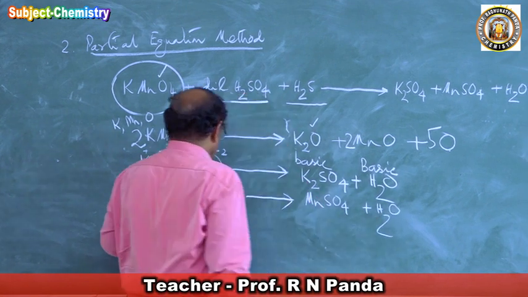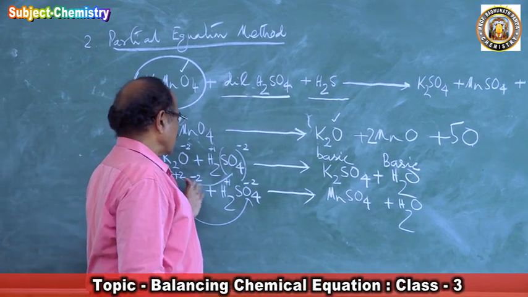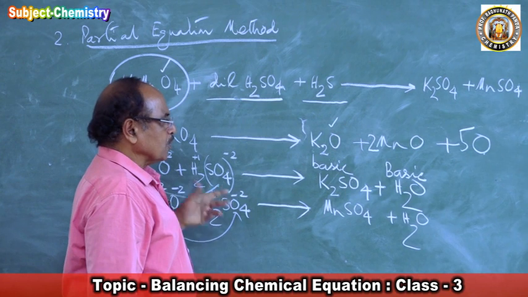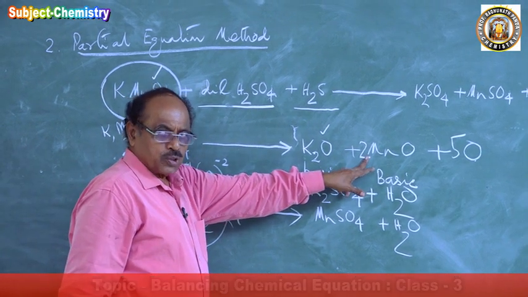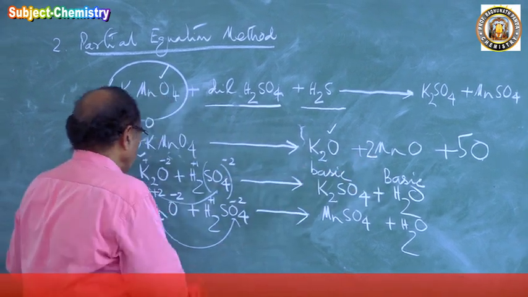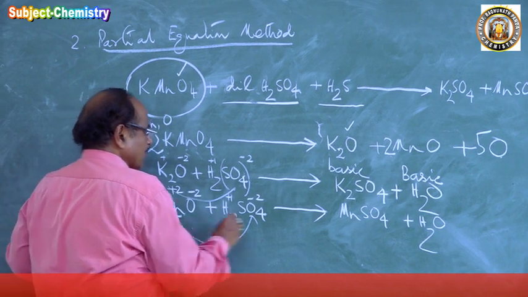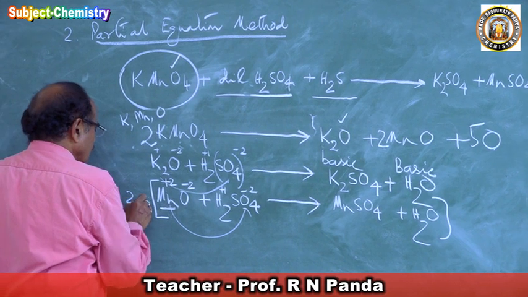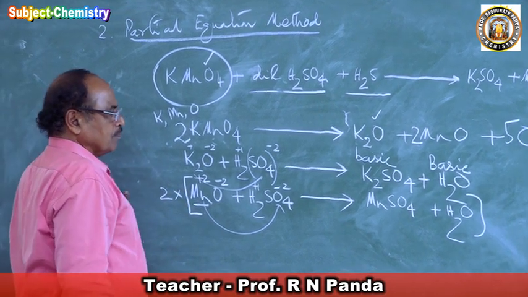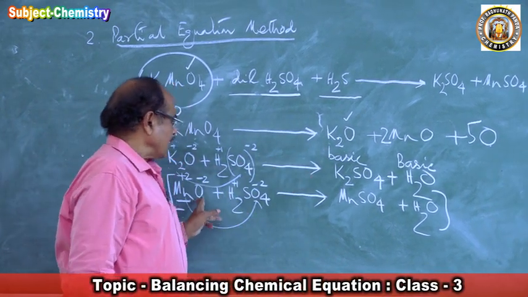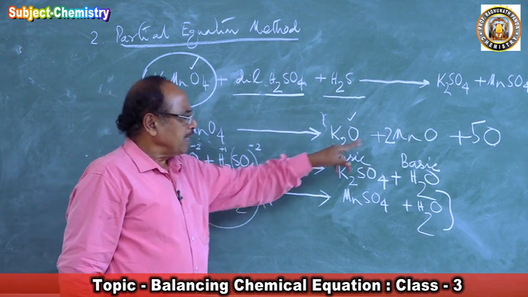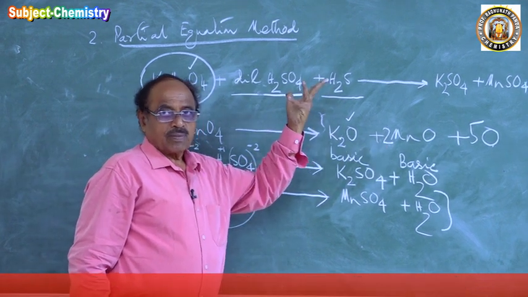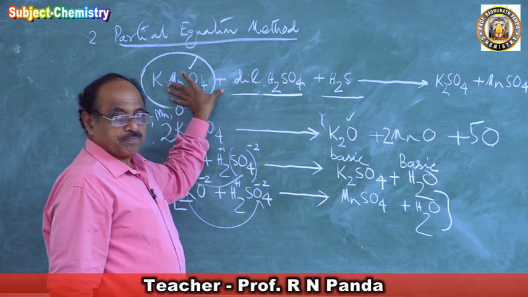Now it is balanced: 1 Mn, 1 Mn, 1 sulfate balanced. But how many MnO are here? 2. So we will make it 2 MnO. So the whole equation will be multiplied by what? By 2. Why? Because 1 MnO reacts with 1 sulfuric acid, but there are 2 MnO here. Now this reaction is over.